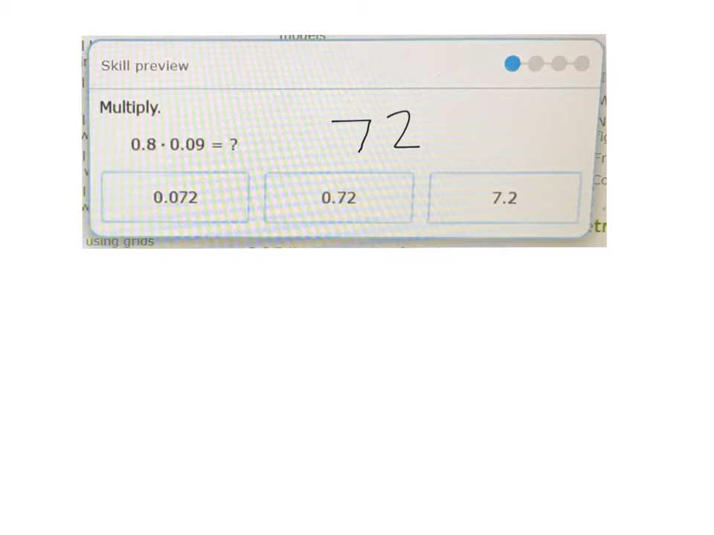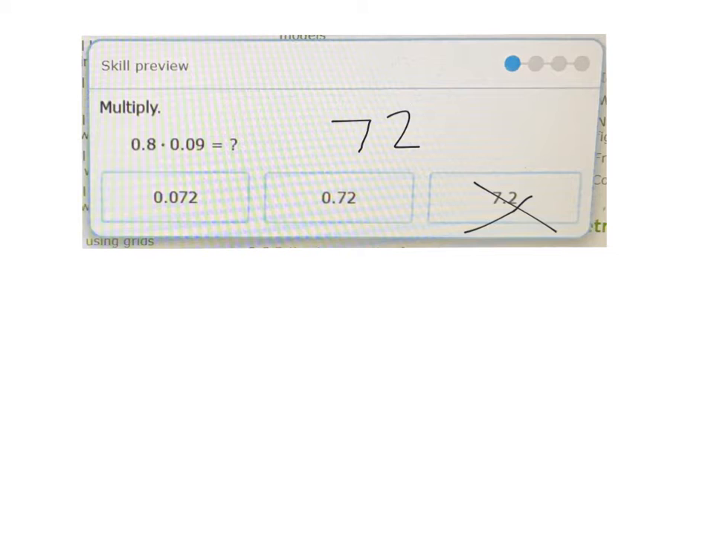First, I always encourage you to estimate. This one's a little harder. I know that 8 tenths is less than 1, and 9 hundredths is much less than 1. So our answer is going to be very small, definitely less than 1. So this answer for sure is not the case.